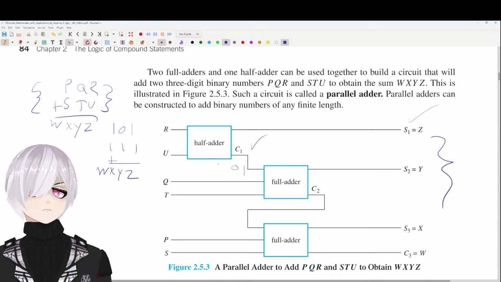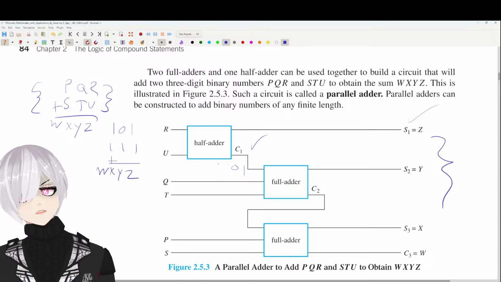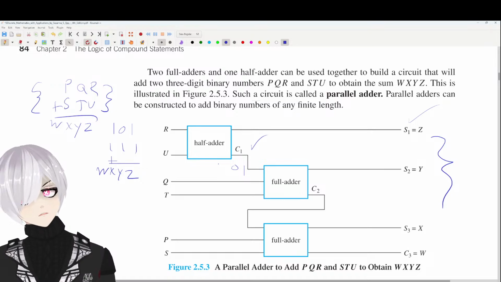So the Z is no longer needed, I guess, because, well, how would you tell the difference between 101 plus 111? Wait, no. How would you tell the difference between two additions which both have the C1 equaling 0?